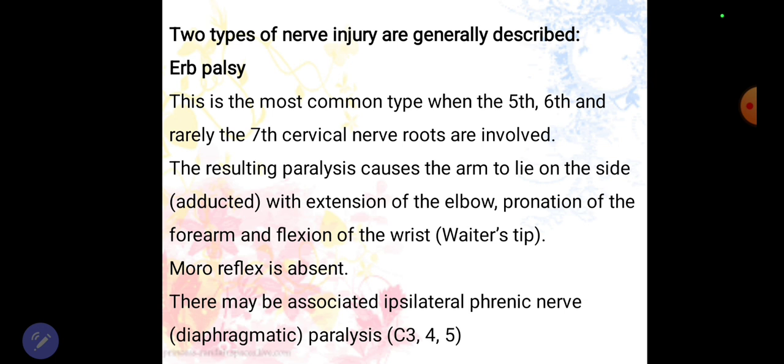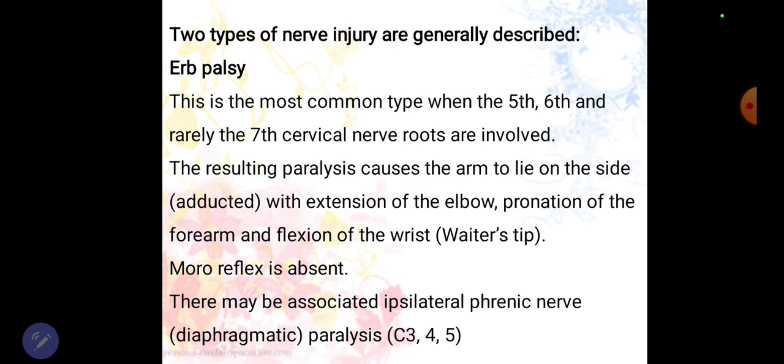It's characteristic. The Moro reflex is absent. The Moro reflex is one of the primitive reflexes after delivery. When you drop the fetal head, there will be abduction of both arms. This will be absent due to Erb's palsy, and it is most probably unilateral.